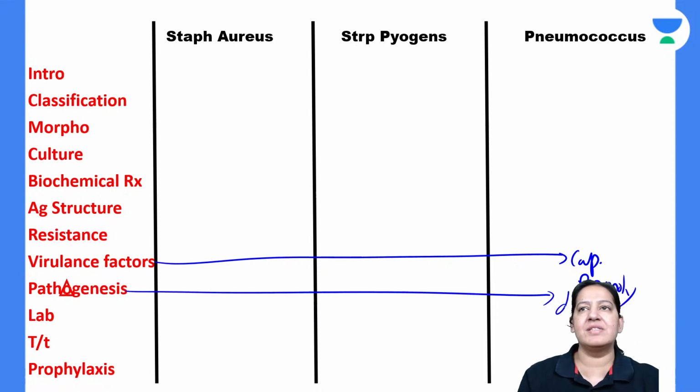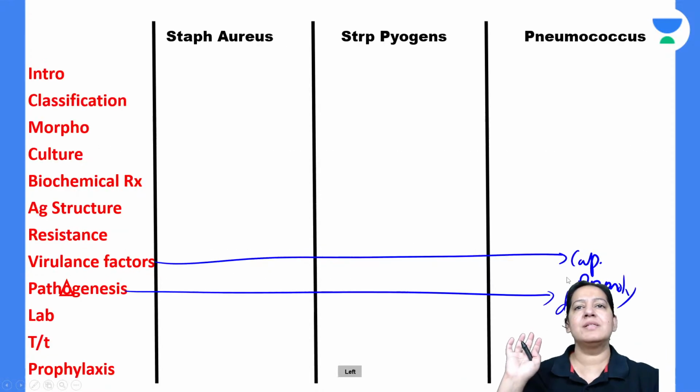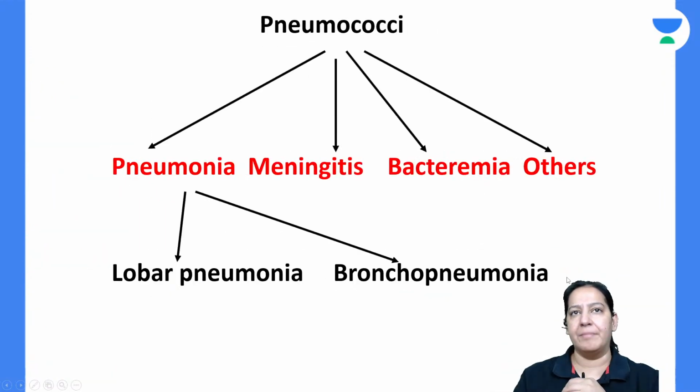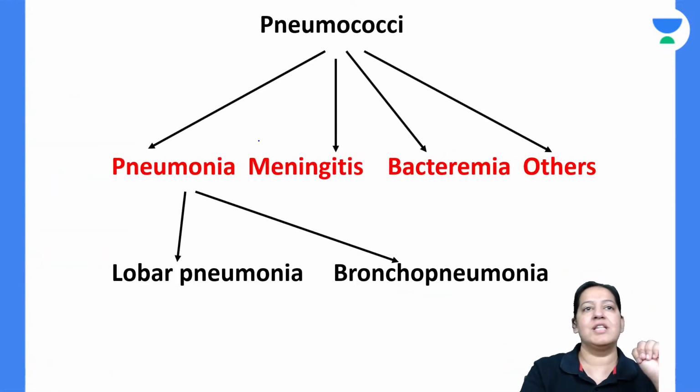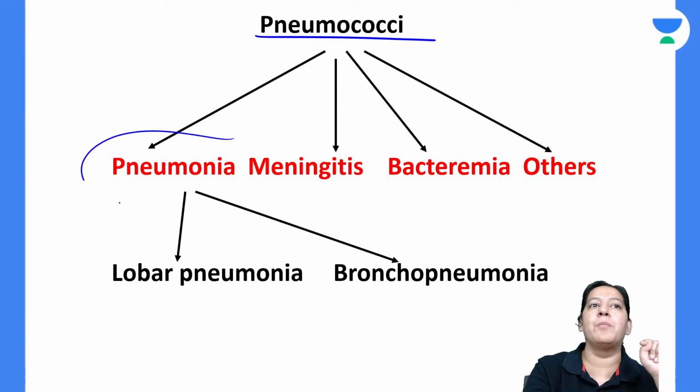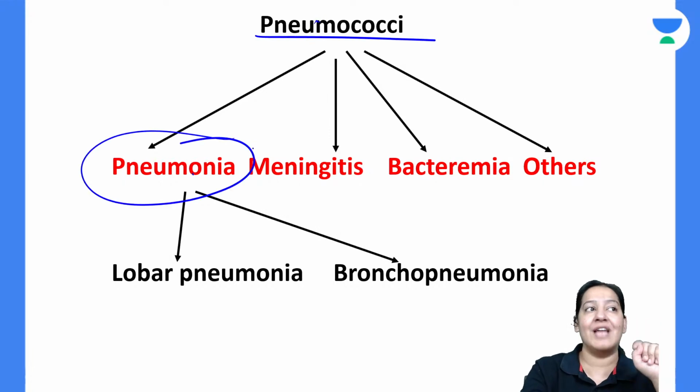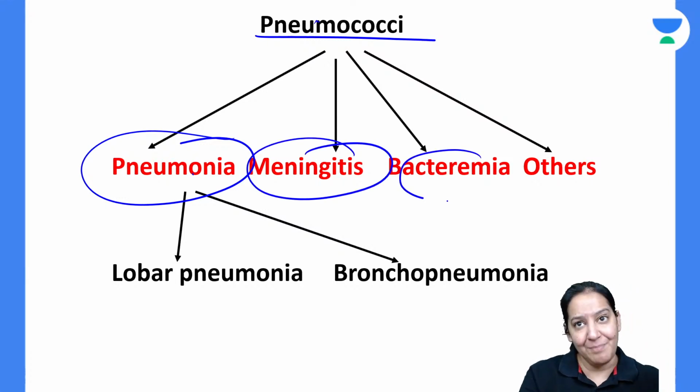Tell me the name of diseases caused by pneumococcus. How many diseases can be caused by the pneumococcus? Can you name them? There are 4 diseases caused by pneumococcus. Number 1, as the name indicates, pneumococci causes pneumonia. That's why it is known as pneumococci. Number 2, it causes meningitis also. Number 3, it causes bacteremia or septicemia also, and others.